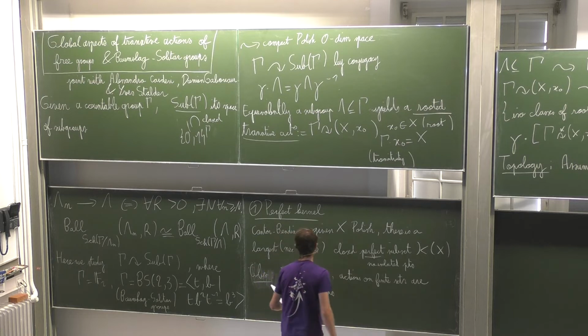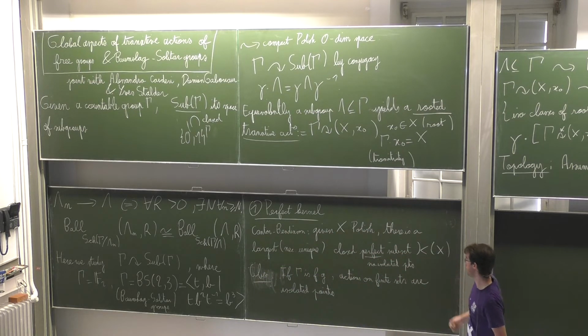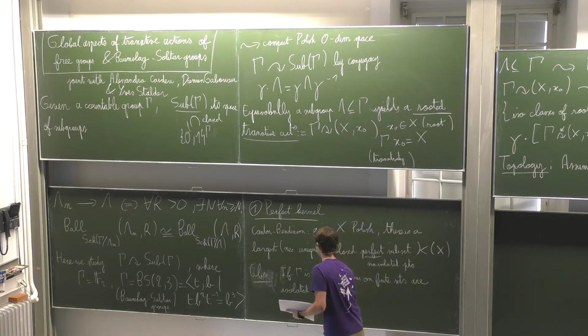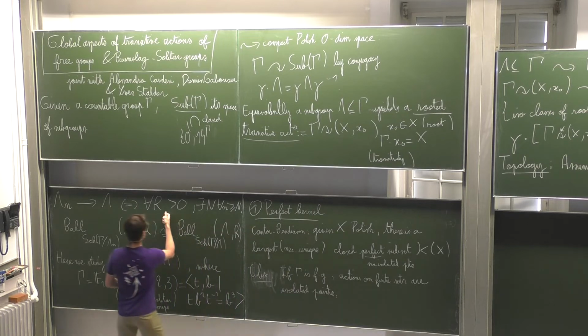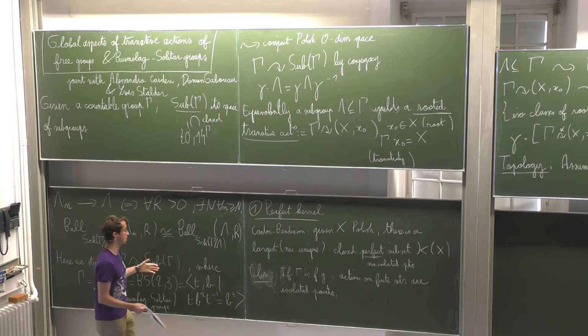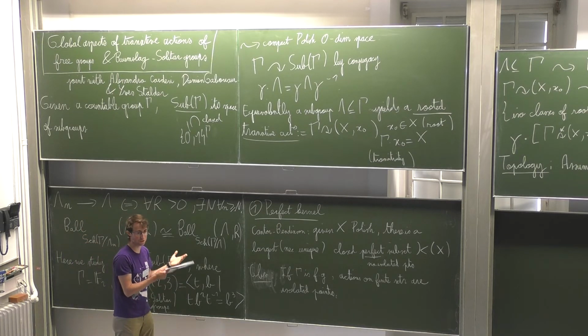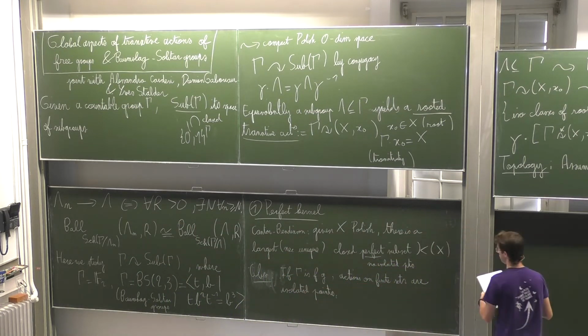Or if you rather like the subgroup point of view, the subgroups of finite index are isolated. So the way to see this is just, if you look at this topology, you see that an action on a finite set is going to be completely determined by its restriction to a large enough ball, which is why you have this isolation property.